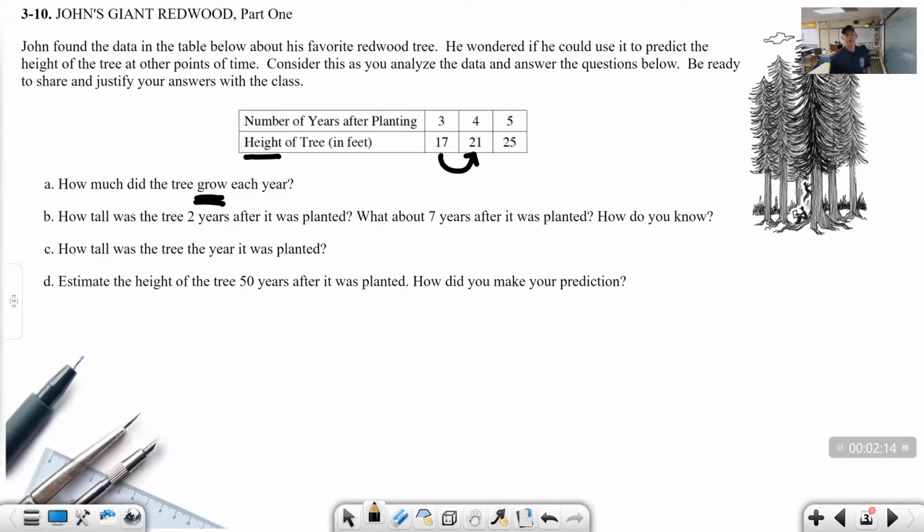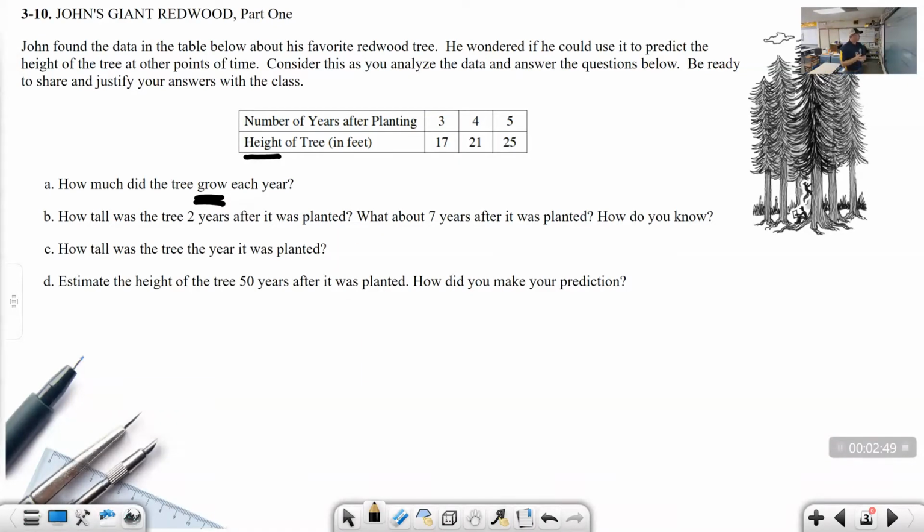Okay, so let's look at the numbers. 17 to 21. Well, that's from 17, 18, 19, 20, 21. It grew 4 feet. Let's see if it repeated itself. 21 to 25, yep, it grew 4. So let's go ahead and write letter A. John's redwood tree grew 4 feet each year.